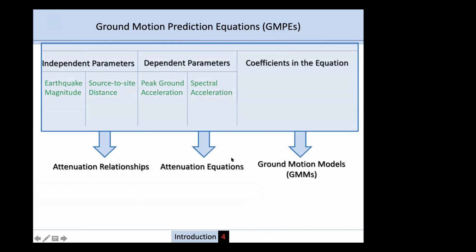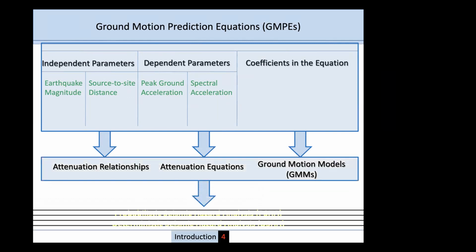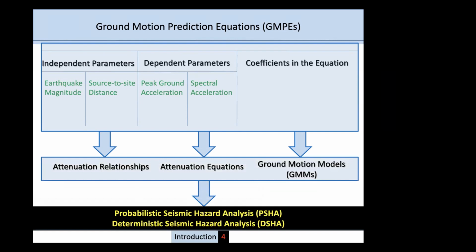These kinds of equations, in the literature you may face them represented by different names, like attenuation relationships, attenuation equations, or ground motion models, which sometimes are mentioned as GMMs. These equations will finally be used in probabilistic seismic hazard analysis or deterministic seismic hazard analysis to provide engineers with the loading condition for the structural design.